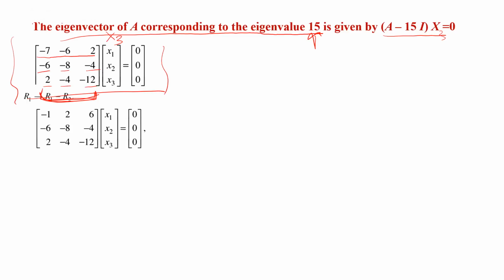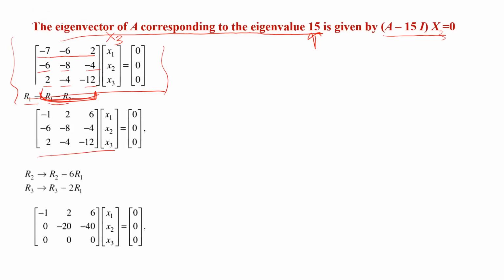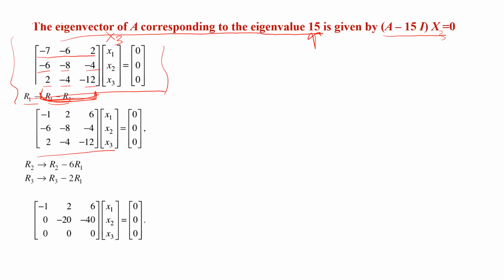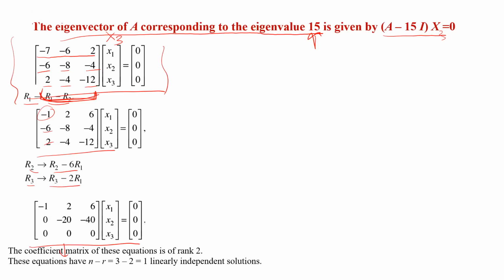We apply r1 minus r2, so we get this. And then with the help of that we make these elements 0: r2 minus 6 times r1, and r3 minus 2 times r1. Now at that stage it converts into echelon form, and we can say the rank of that matrix is 2. We have three unknowns, so there is one linearly independent solution, or we can say that the system has infinitely many solutions.